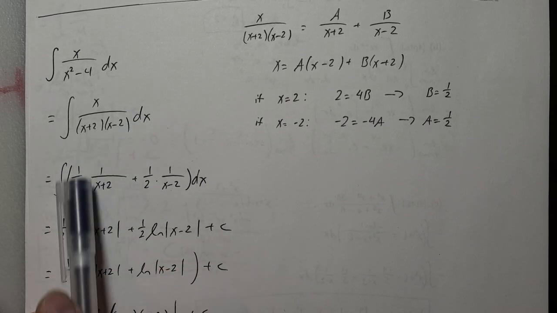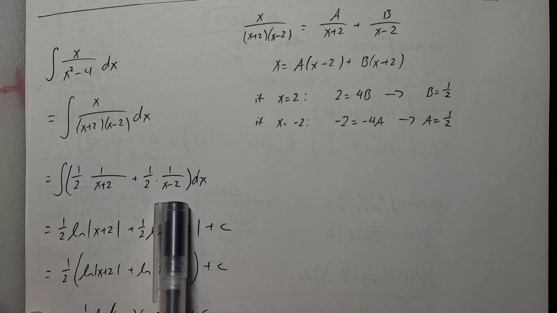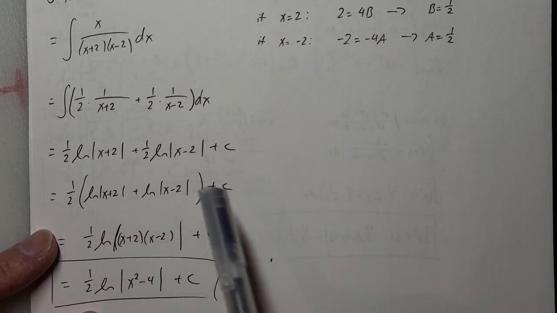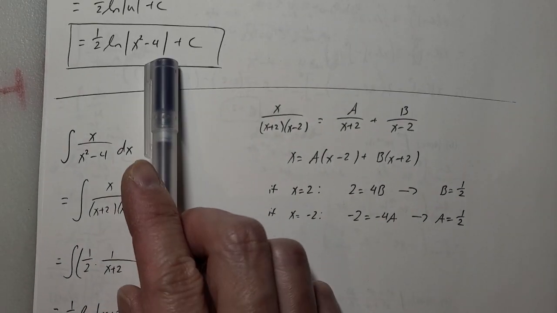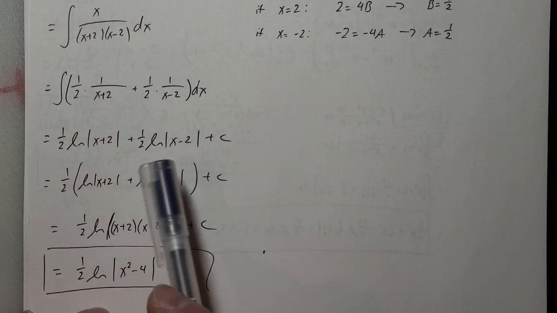We can rewrite this integral as half times 1 over x plus 2 plus half times 1 over x minus 2. Okay? These 2 are just natural logs if we integrate. Okay? This is not the same as this. Did we do something wrong? No, it's exactly the same though. We just have to do some algebra.